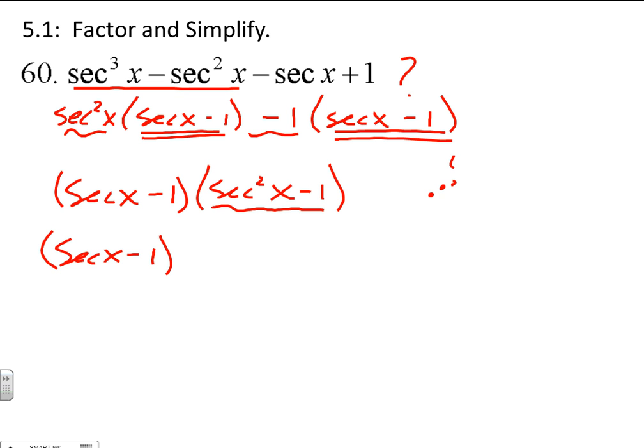Thought bubble. Tangent squared of x plus 1 equals secant squared of x. Can I get a secant squared of x minus 1? I sure can if I subtract 1 on both sides. So that just becomes plain old tangent squared of x. And you can play around with this, go sines and cosines and try, but I think you would be hard pressed to get this any more simplified than that.